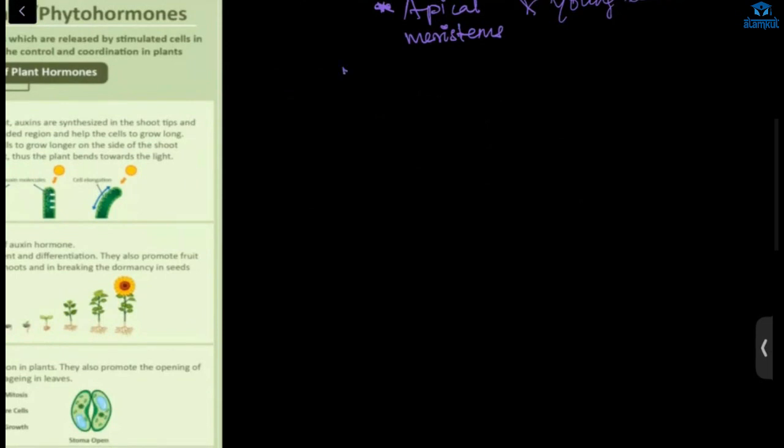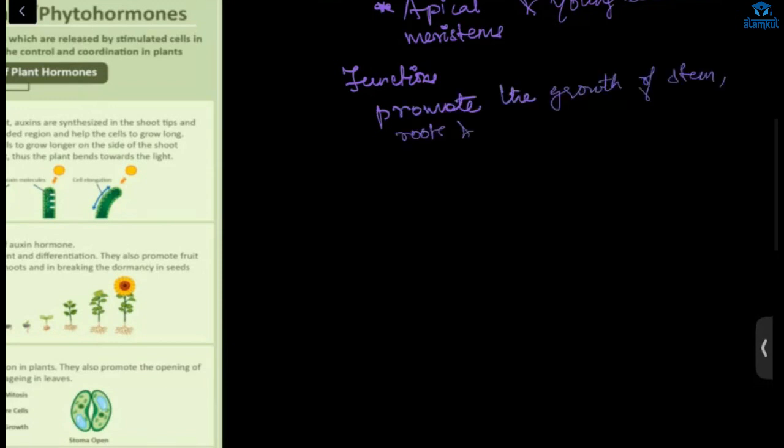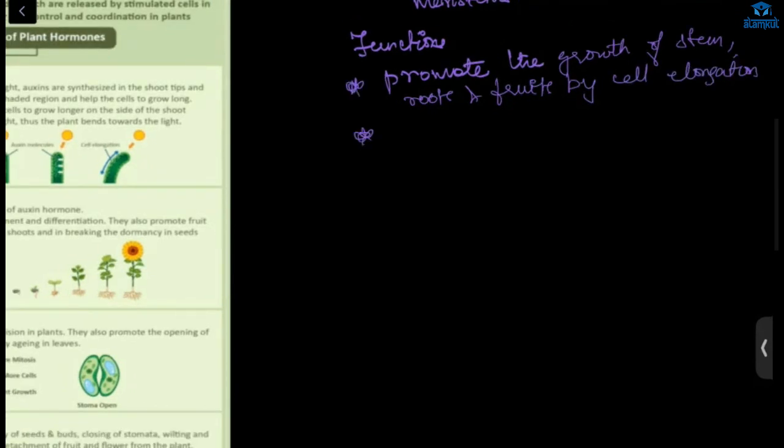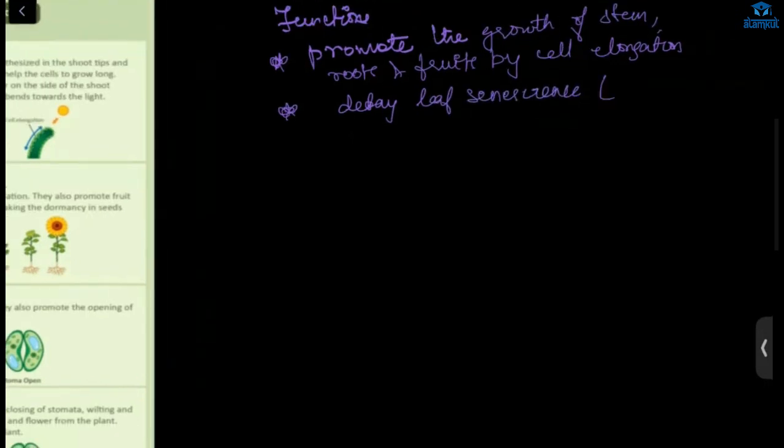So its function, it will promote growth. That means it is a promoter, it helps in the growth of plants. Whatever needs to grow, it helps in that. So auxin's function is promoting the growth of stem, roots and fruits by cell elongation. And also it delays leaf senescence. Senescence means aging, or you can say falling of leaves.